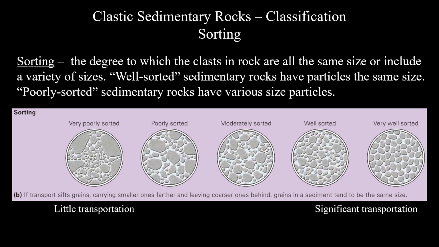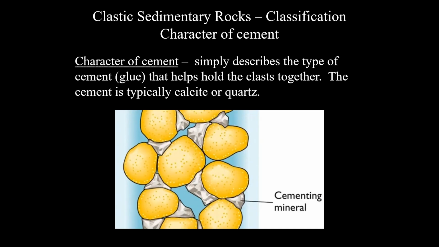If things are poorly sorted, like you can see on the left, where we have big things and intermediate things and little things and everything in between, and the grains tend to have a little bit more angularity to them, that implies that we are close to the source and there has been little transportation. And finally, the character of the cement. What type of material is holding the clasts together also dictates how we classify the rock. Usually the types of glues are calcite or quartz.